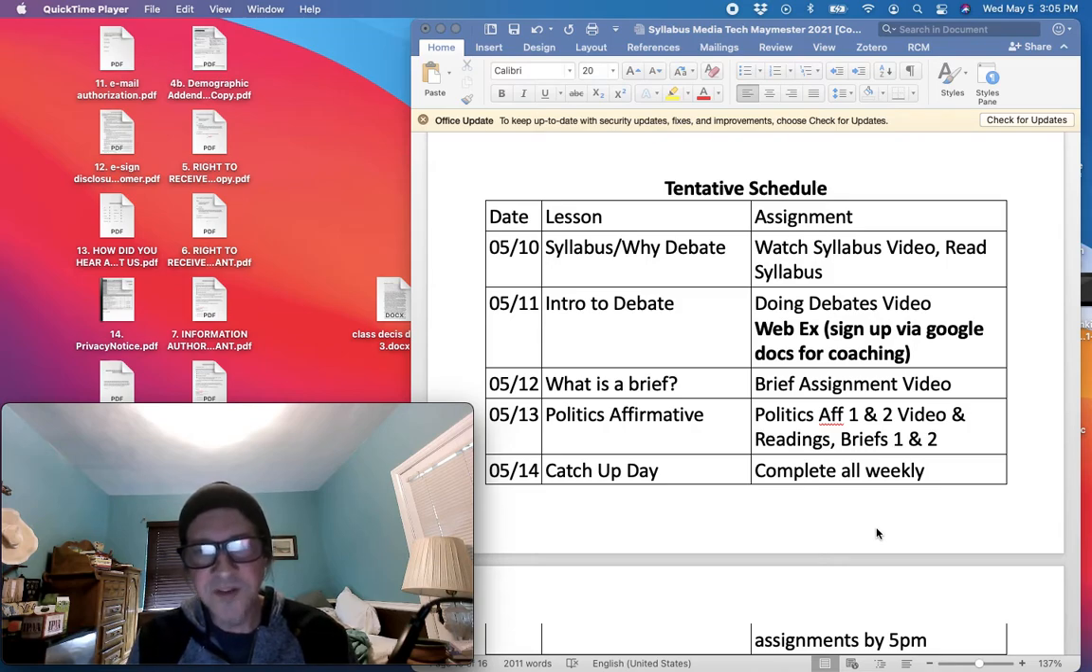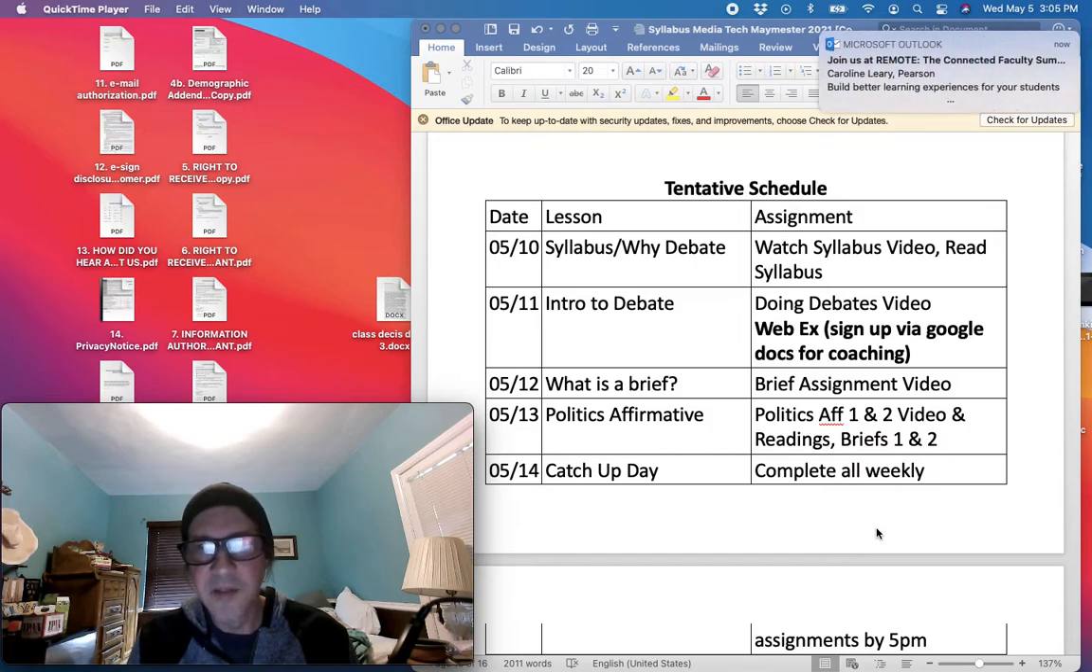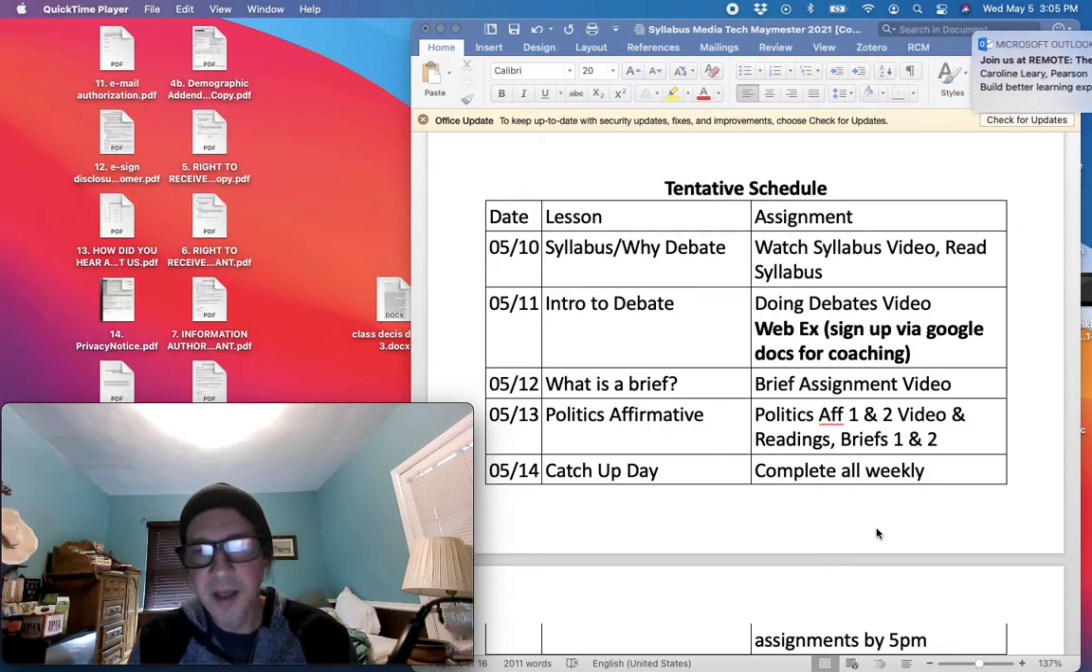Then on Wednesday, we'll go over the briefs and what that means. Make sure, again, that you have received an invite to be on the blog. Check your junk mail folder if you haven't found one. And once you do that, you should be able to post. You can oftentimes just go to blogger.com in order to post.